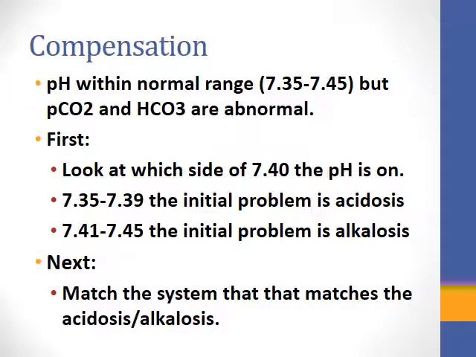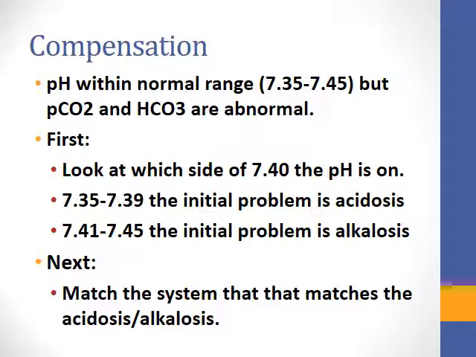So we just learned what compensation was, so now we have to look at it a little bit further to see about the respiratory or the metabolic component of it. We know that if our pH is within normal range, but our CO2 and our bicarb are abnormal, then compensation has occurred. So the very first thing that we need to do is look at which side of 7.40 the pH is on. If it's 7.35 to 7.39, then the initial problem is acidosis, because that's on the low end of pH, which if we go to the low end is acidotic. And then just the opposite, 7.41 to 7.45, the initial problem is alkalotic or alkalosis, and we know that because that's on the higher side of the pH, and we know if our pH is up, then it is alkalotic.